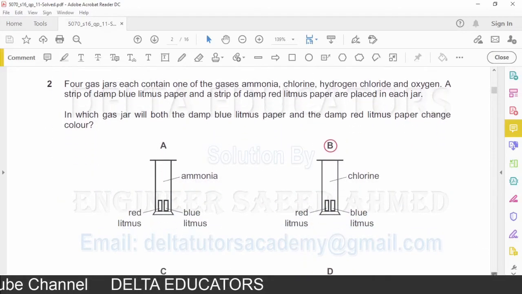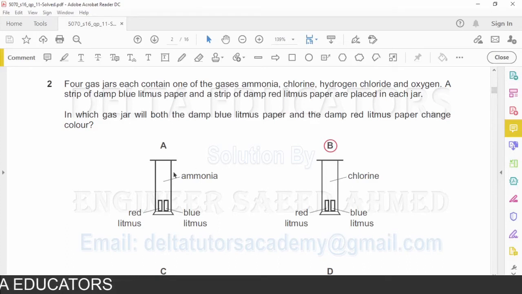Question number 2. Four gas jars each contain one of the gases ammonia, chlorine, hydrogen chloride and oxygen. A strip of damp blue litmus paper and a strip of damp red litmus paper are placed in each jar. In which gas jar will both the damp blue litmus paper and damp red litmus paper change the color? Option A. In this jar we have ammonia. Ammonia is basic in nature and basic gases turn red litmus paper to blue. So here only one litmus paper, red, will be changed to blue.